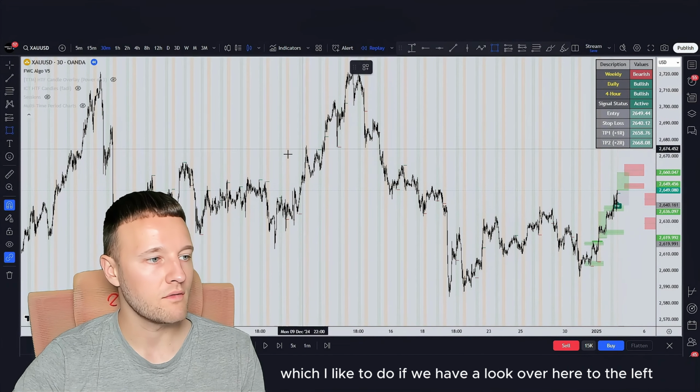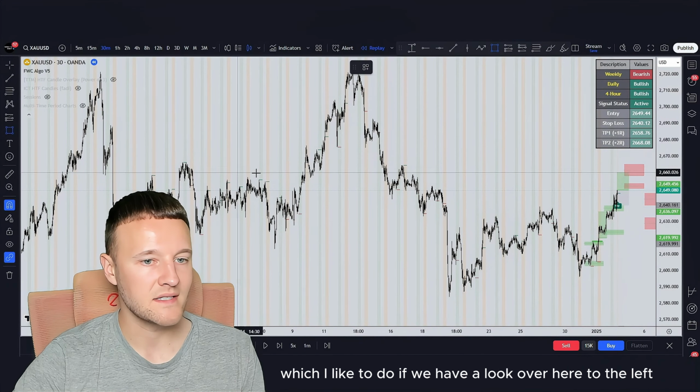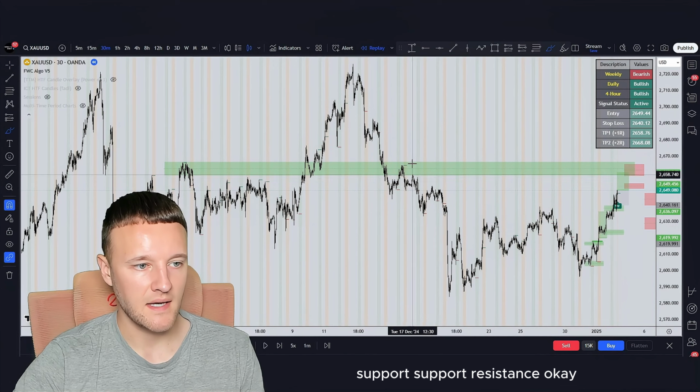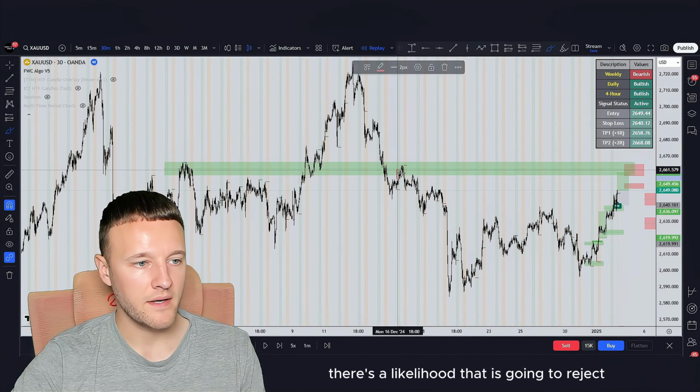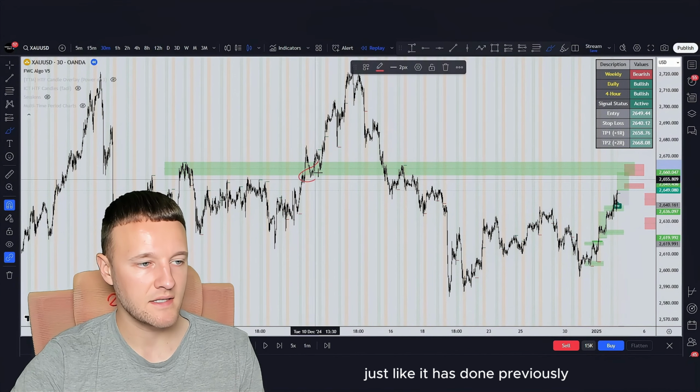And if we have a look over here to the left, price is pushing up into this area over here, right? We can see all of the structure in this area. Resistance over here, support, support, resistance. Okay, resistance again. So we know that if price comes up into this area, there's a likelihood that it's going to reject just like it has done previously.